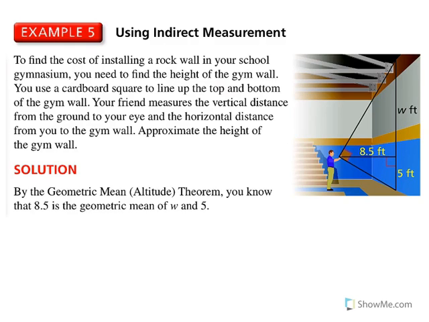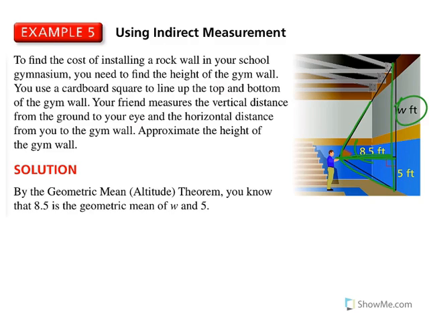Okay, and for our last example, using indirect measurement, you find the cost of installing a rock wall in your school gymnasium. You need to find the height of the gym wall. You use a cardboard square to line up the top and the bottom of the gym wall. Your friend measures the vertical distance from the ground to your eye and the horizontal distance from you to the gym wall. Approximate the height of the gym wall. Okay, so we actually see that we have our 3 triangles here, and we can actually use the geometric mean to find out what W is.